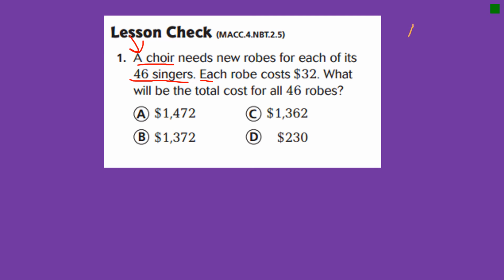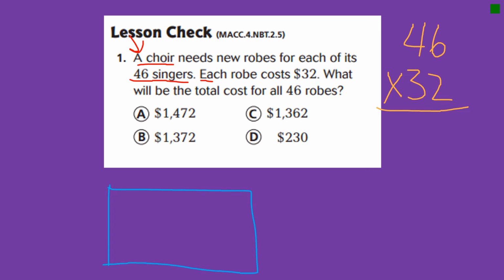So 46 singers are each getting a $32 robe. Okay, so I guess I'll use the area model here. I know some of you, that's your fave, but not efficient. Okay, 30 plus 2, 40 plus 6. I've broken apart my numbers to get 4 partial products.